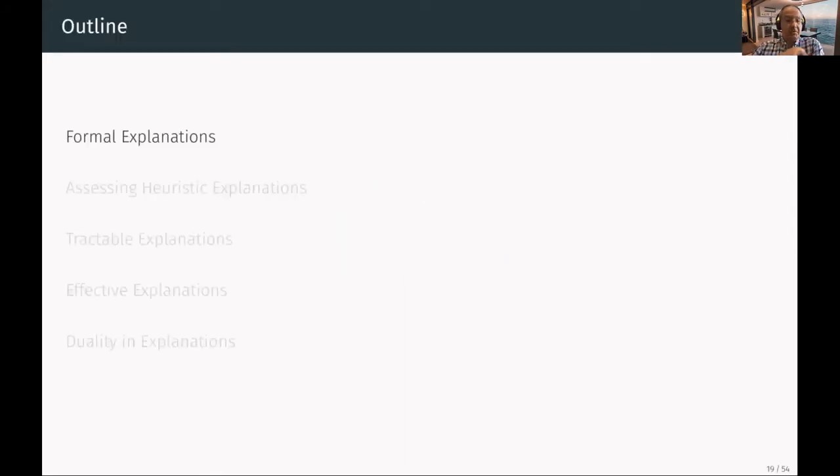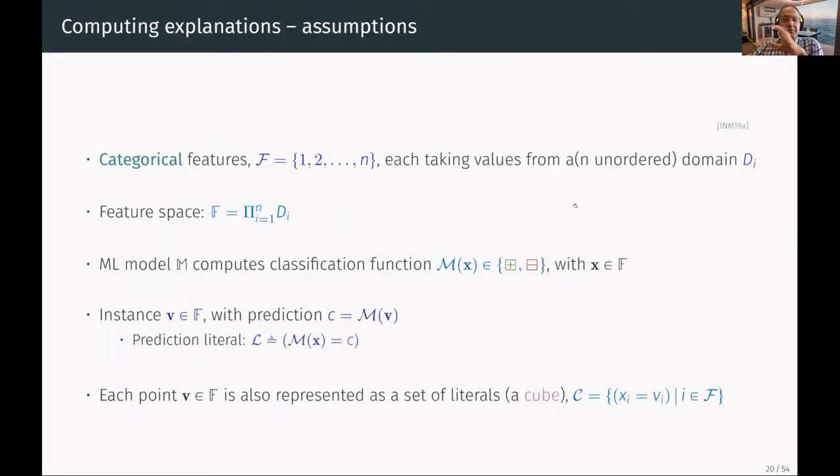So I'm going to cover a bunch of topics. First, let's see how in general we can compute explanations. To keep things simple, I'm going to assume that the features now are categorical. Again, I have feature space. I'm going to use just two classes as I suggested before. When I have some instance, the prediction is essentially computing the value of the classification function on the point. And I'm going to view each point in feature space, as I suggested before as well, as a cube, so a conjunction of literals, where the variable associated with the feature is either equal or not equal to the constant value specified by the point in feature space.